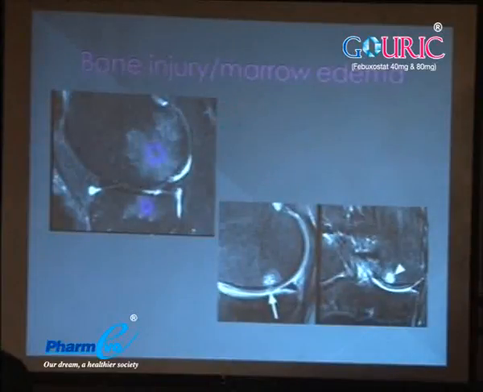Marrow edema, bone injury. Now this again is an interesting image, because you see this is very black, and this is black because we suppress the fat in it. The fat is very bright on MRI. You can imagine if this was bright, you wouldn't see this. So we suppress the fat, and what we are left with is this edema.